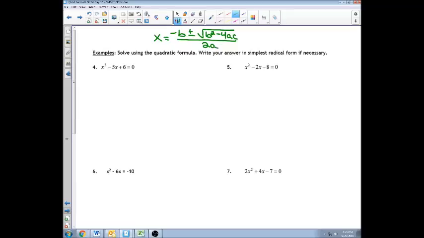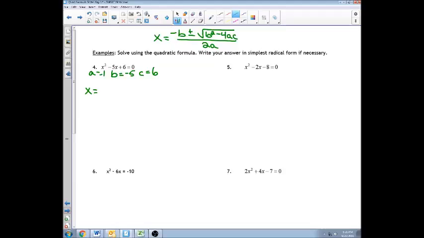All right, so let's look at problem number 4. We're going to solve using the quadratic formula. So my a in this situation would be 1, my b would be negative 5, and my c would be 6. The one thing you need to know about the quadratic formula is it will always work, no matter what. All right, so into our formula, we're going to start putting our numbers.